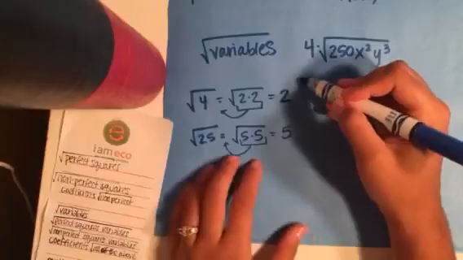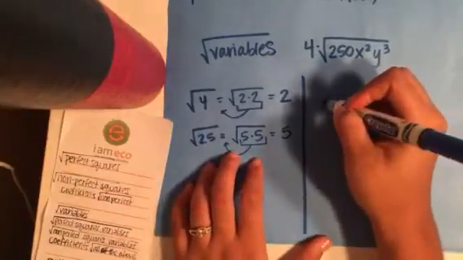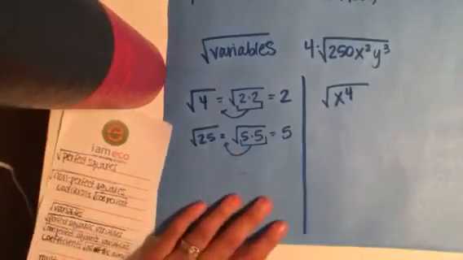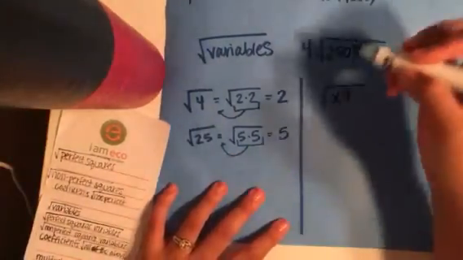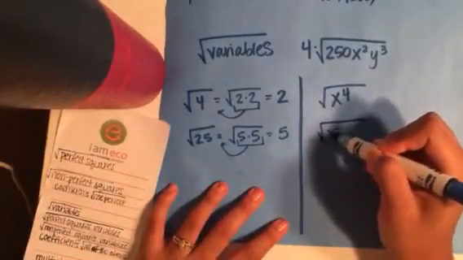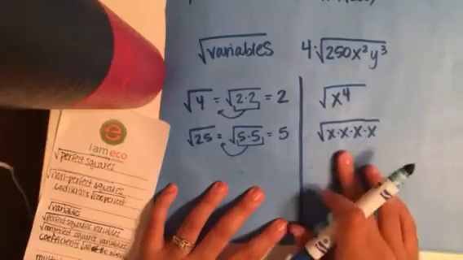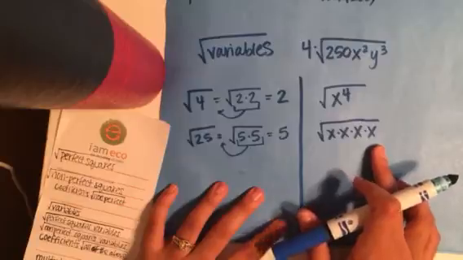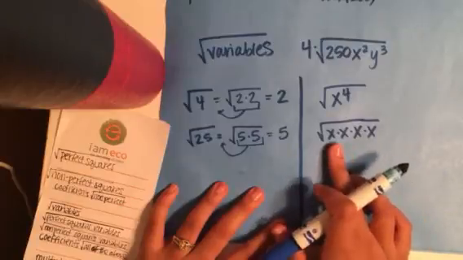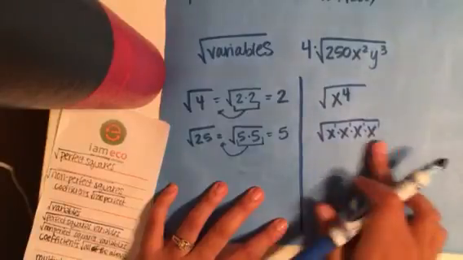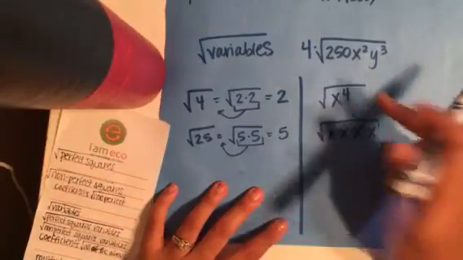So if we had the square root of x to the 4th power, well, we know that x to the 4th power is the same thing as x times x times x times x. Remember when we multiply monomials, we multiply the coefficients and add the exponents. So we're adding all of these exponents here, exponents of 1. That would give you x to the 4th.